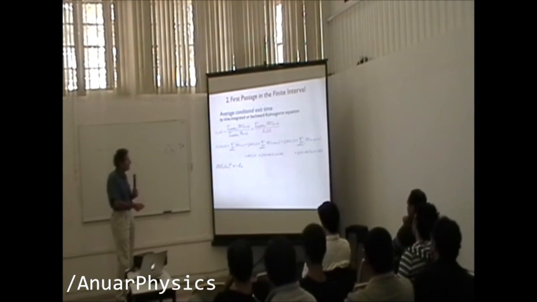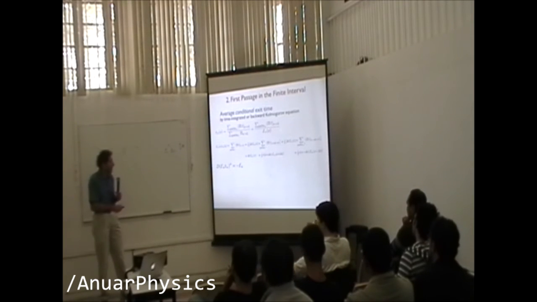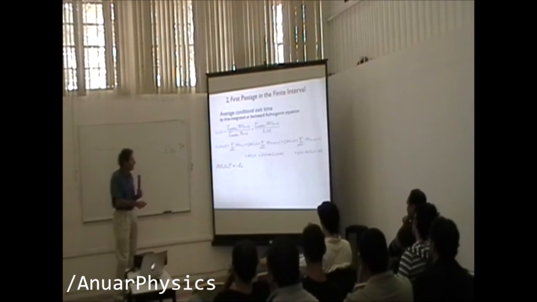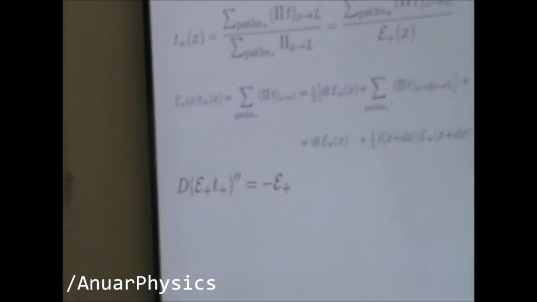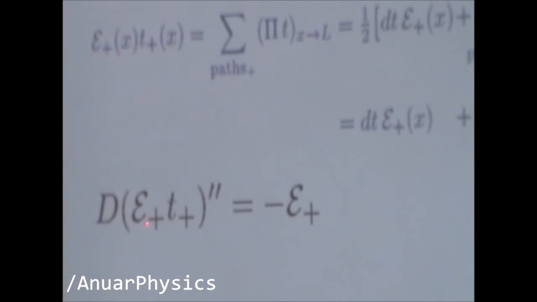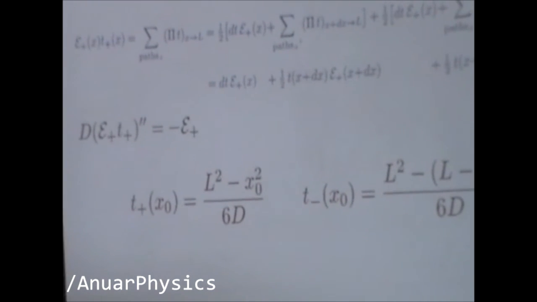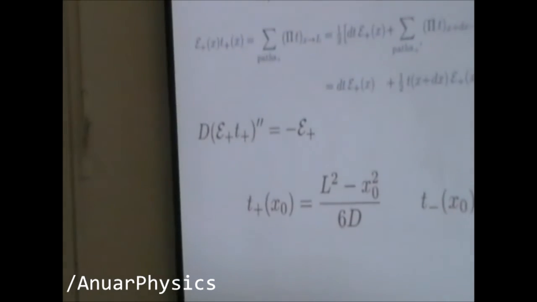The appropriate boundary conditions are what? Well, at x equals L, so you put x by the right side, that means t plus is equal to 0, because you're already there. At x equals 0, well, e plus is equal to 0. We're doing this condition on exiting on the right side. So the boundary conditions for this equation is that the product e plus t plus is 0, both at x equals 0 and x equals L. You work this all out, and here are the answers.